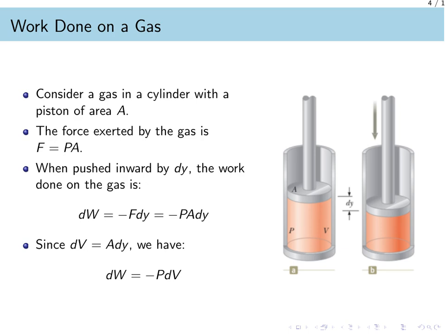Since the area multiplied by that displacement represents the change in volume, we can simplify this to say that the work done is equal to the negative of the pressure times the change in volume. This relationship shows us how mechanical movement directly translates into energy transfer within a gas.